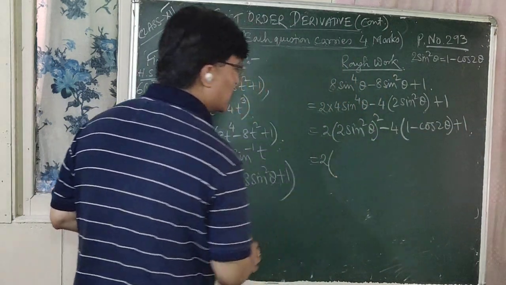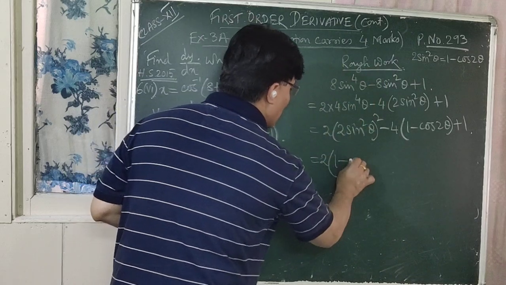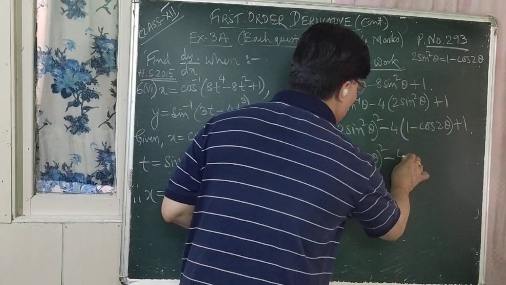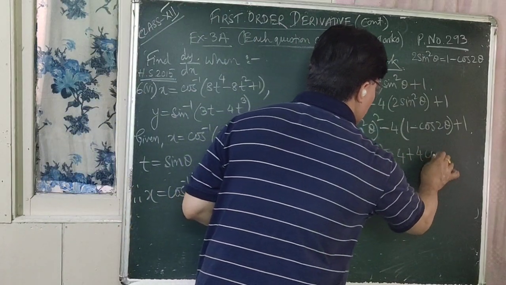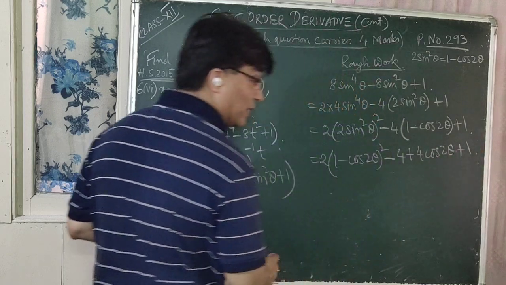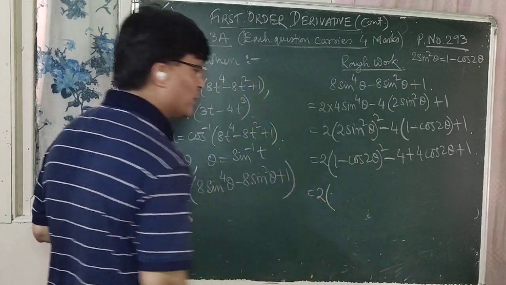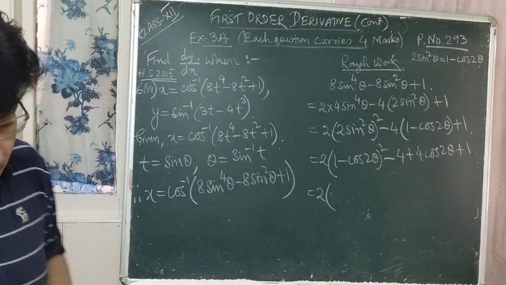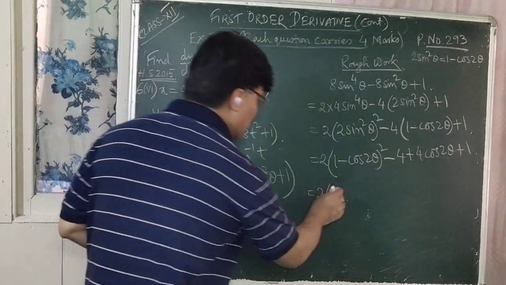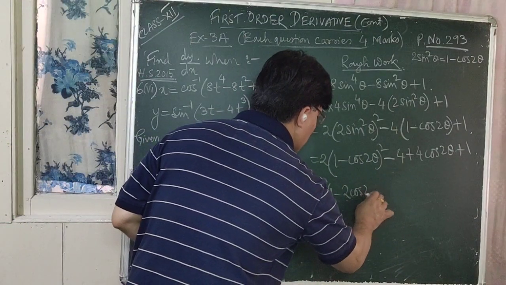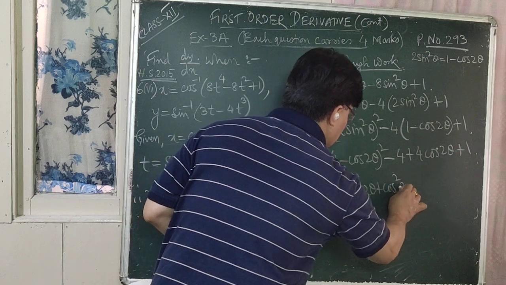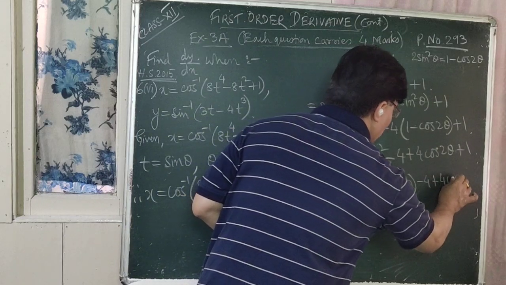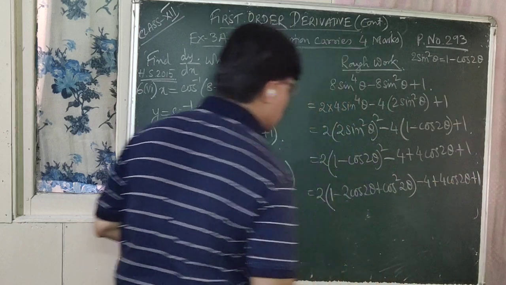It is equal to 2 within the bracket. Again, what is 2 sine square theta? It is 1 minus cos 2 theta whole square. Now multiply by the minus sign here, minus 4. So it is minus 2 minus plus 4 cos 2 theta. Then this is your plus 1, right? Let us simplify 2 within the bracket. Now this is your a minus b whole square. What is the formula? a square minus 2ab plus b square. So write it here: 1 minus twice ab, that is 2 cos 2 theta, plus b square, which is cos square 2 theta, right? Minus 4 plus 4 cos 2 theta, then plus 1.